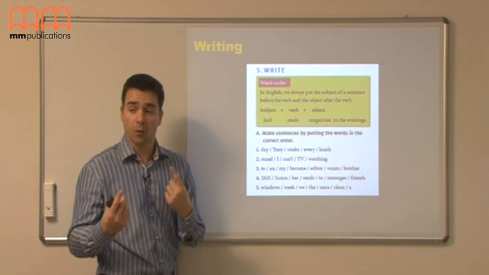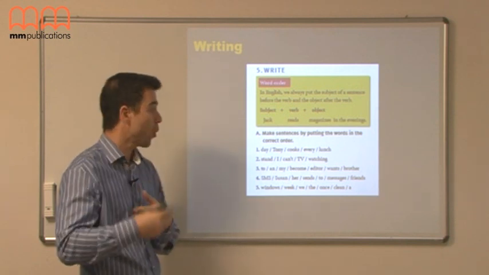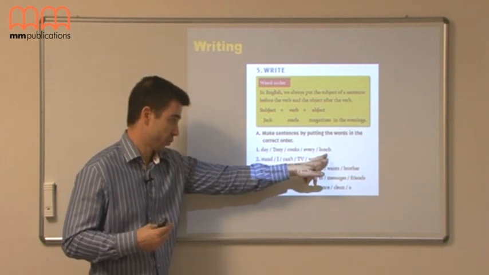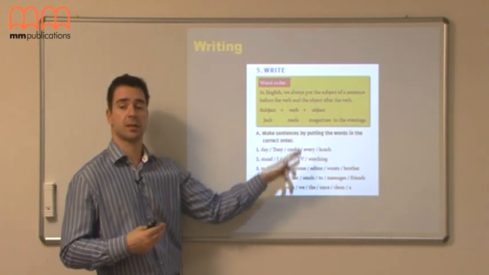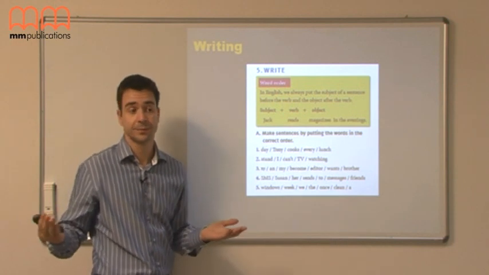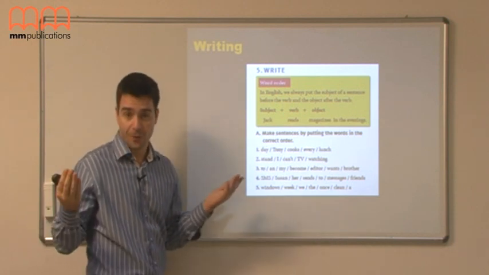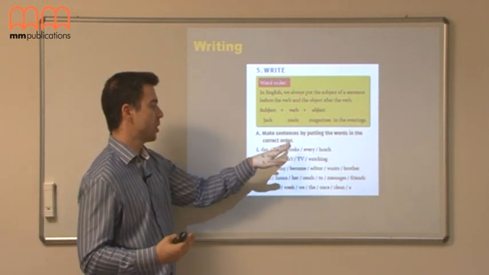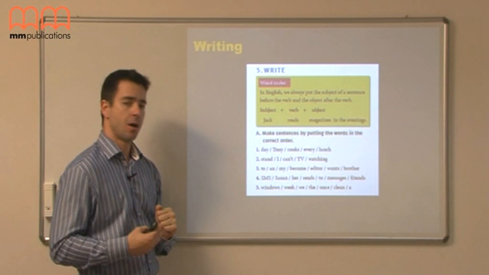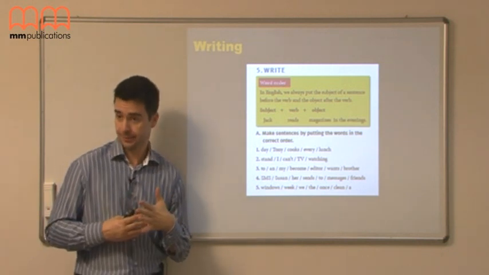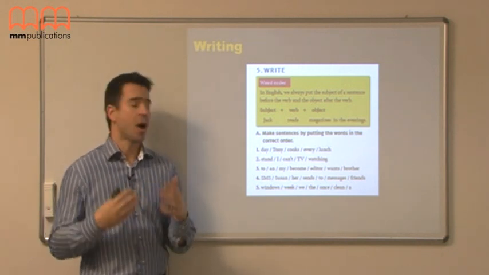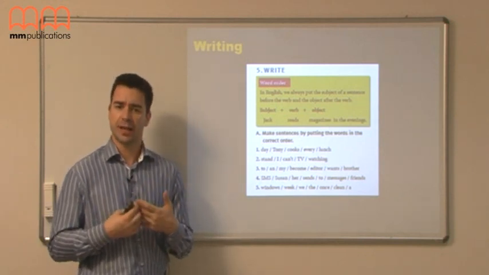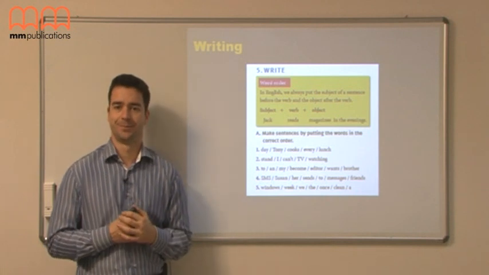What now? We're looking for the object. So Tony cooks what? Lunch. Okay, so Tony cooks lunch when? Every day. Every day, right. So the sentence should be Tony cooks lunch every day. All right, do you understand? Okay, very good. Now, I'd like you to do the other sentences on your own, and we're going to check them together. So go ahead.